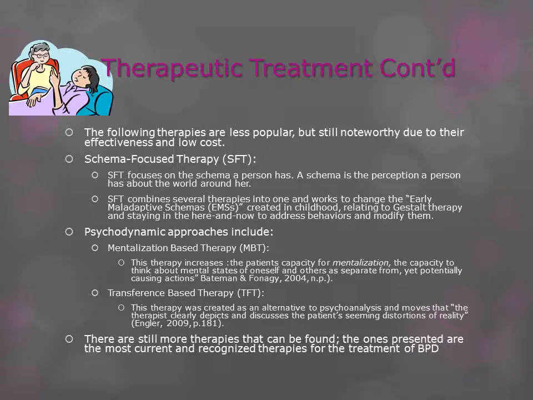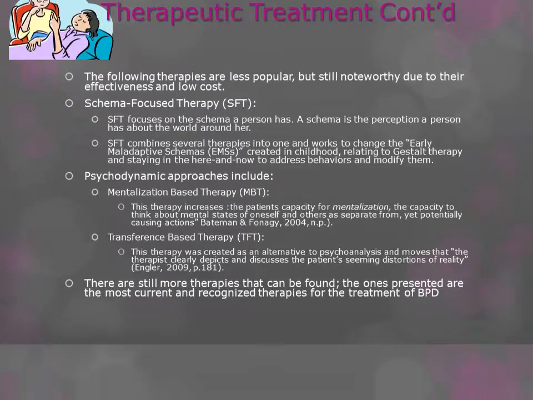The next, though less frequently used therapy for BPD is schema-focused therapy, or SFT. A schema is a perception. SFT works to correct maladaptive schemas or perceptions created early in the borderline's life. The next 2 approaches are psychodynamic approaches. The first is mentalization-based therapy, which changes the thought processes of the borderline's mind, and transference-based therapy, which focuses on the distortions the borderline has created.